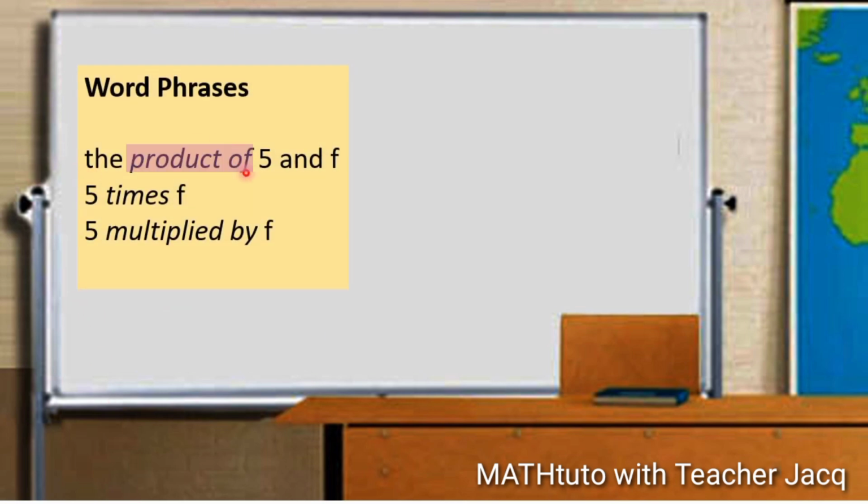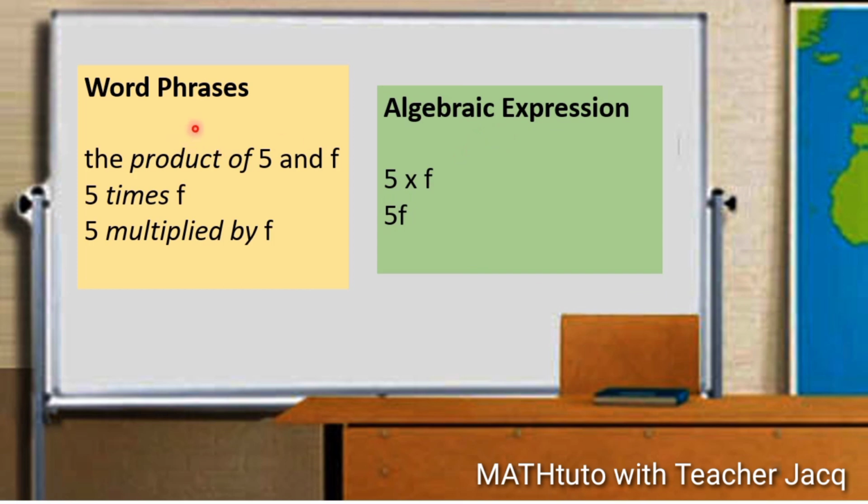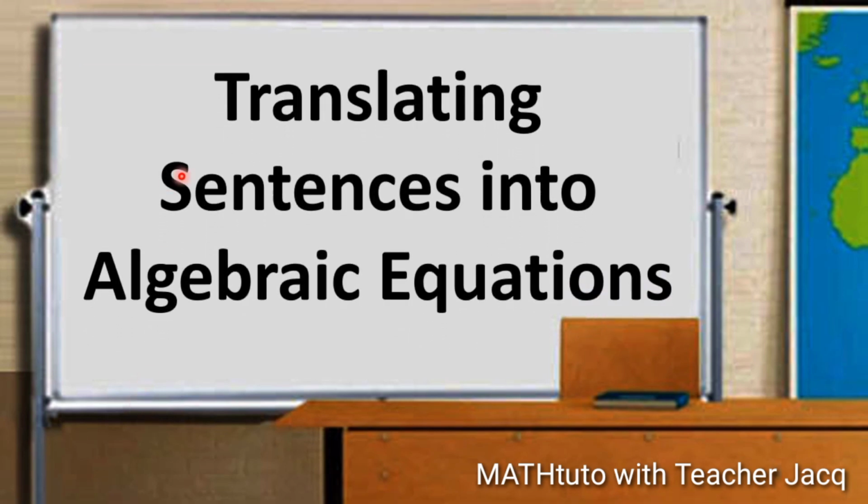Okay, we have the product of 5 and f. 5 times f, 5 multiplied by f. So, tingnan natin yung mga naka-italic natin. We have product of, times, multiplied by. So, these are associated with times or multiplication. So, our algebraic expression for these word phrases, it can be 5 and then yung multiplication sign, 5 times f or 5f. Let's have some examples of translating sentences into algebraic equation.